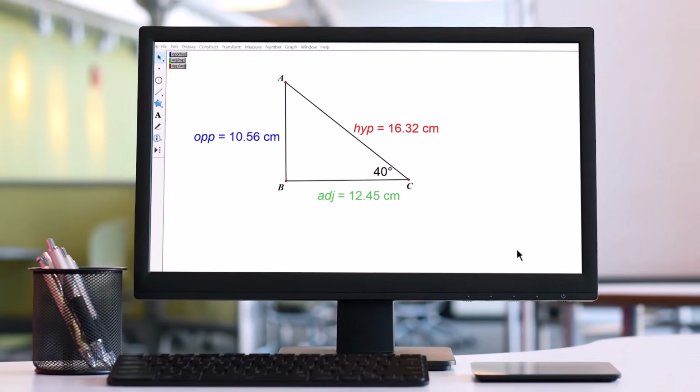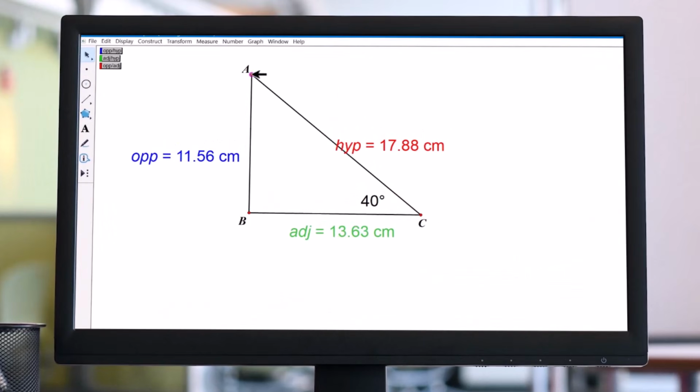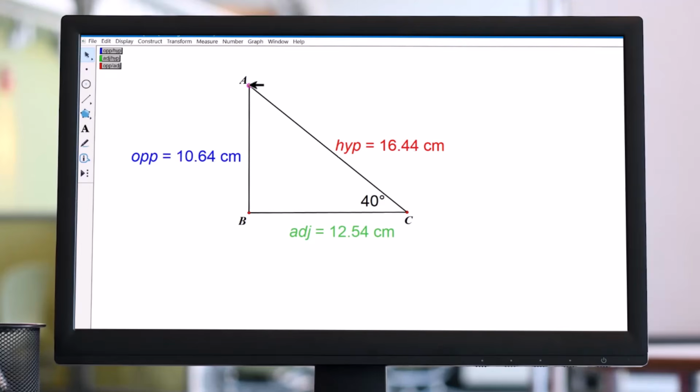Jumping over here on my computer, I have built a triangle that I can move around a little bit, and I want to show you something about the relationship between the opposite side, the hypotenuse, and the adjacent side when you set it up into ratios, and then change the side lengths and see what happens. So first off, let's look at what happens when you divide the opposite side by the hypotenuse. Now, watch what happens to the ratio.